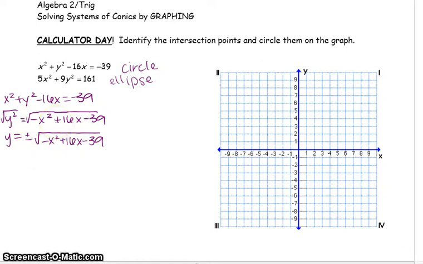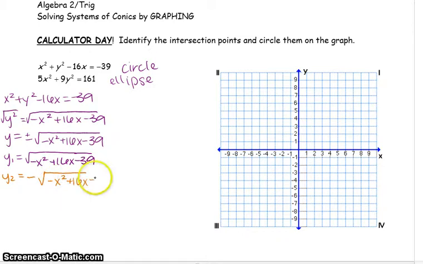So when we enter this into our calculator, into our y1, we're going to put the square root of negative x squared plus 16x minus 39. And then into our y2, we're going to put negative square root of negative x squared plus 16x minus 39. Alright, so that's just for our circle equation.